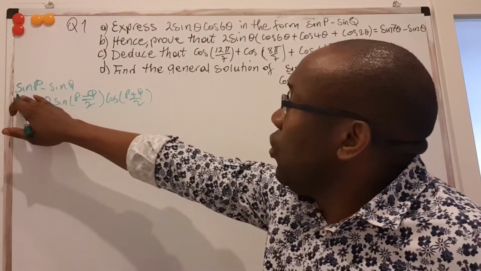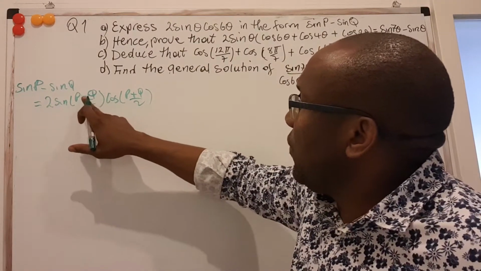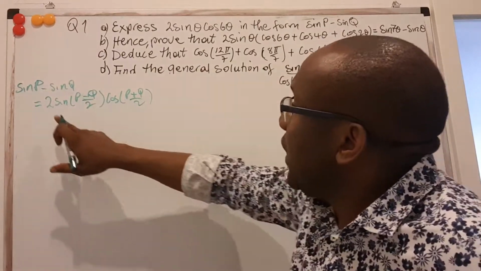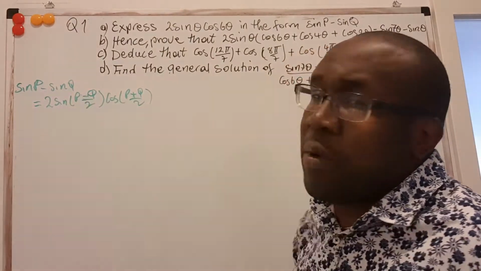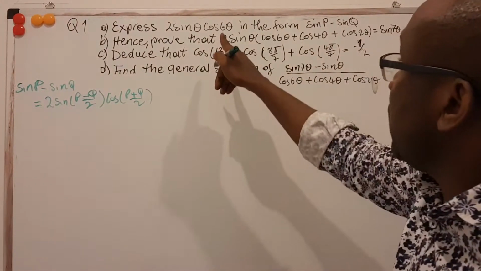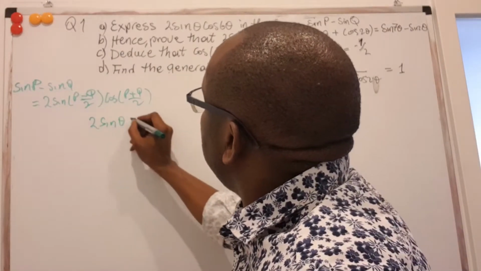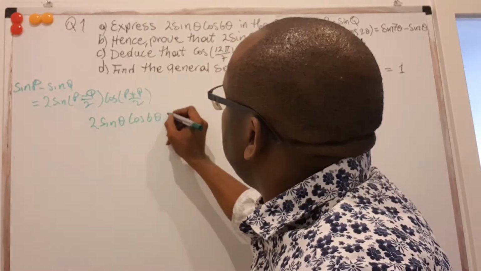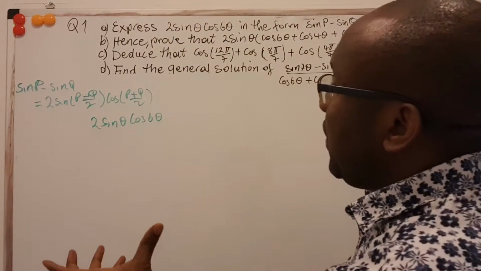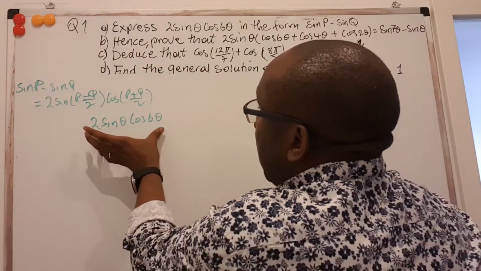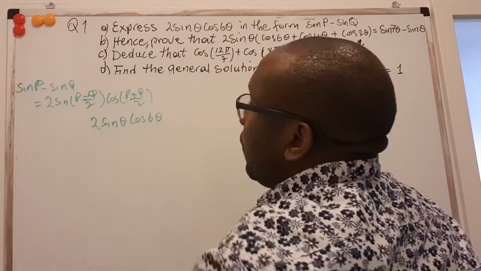Let's assume that you know the sine p minus sine q, or at least you can get it from the booklet, is equal to 2 sine of half the difference between those angles, and that if it was sine p plus sine q here, then this will become plus and this will be minus, just that you take note. So the first question expects that we express 2 sine theta cos 6 theta in a form as sine p minus sine q. Basically we are looking at this as the right hand side of this formula, and we want to make something for the left hand side.